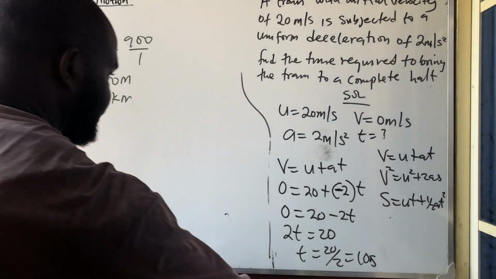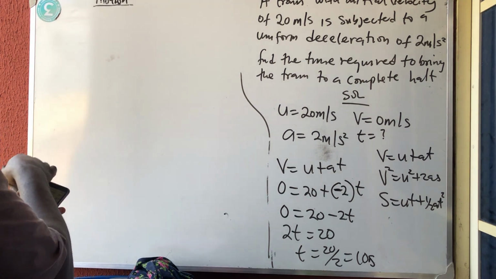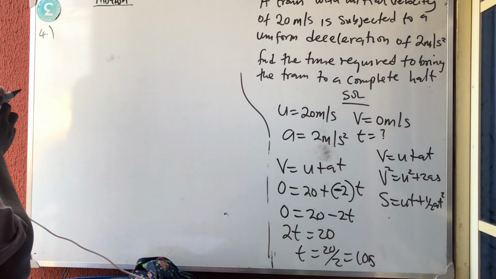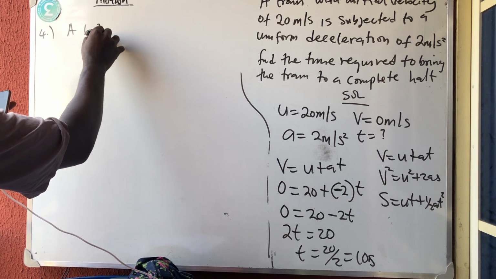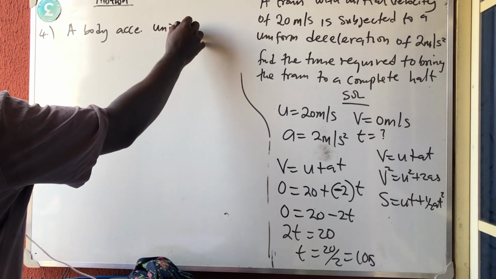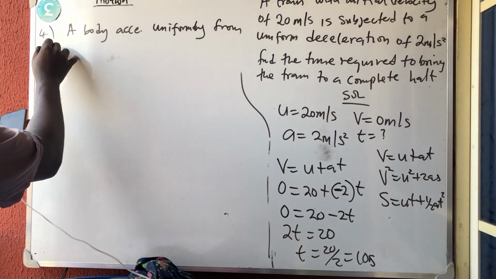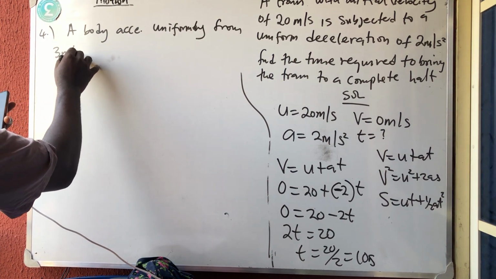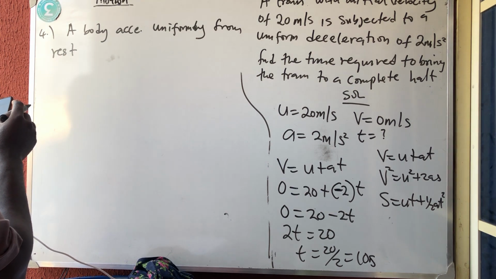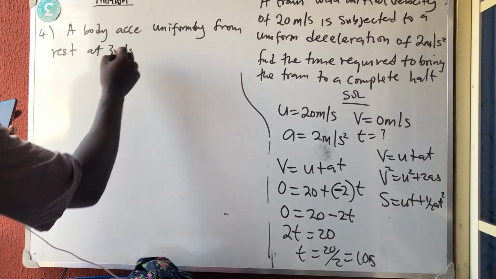So the next question, we'll solve many questions so that you will get to understand it very well. So the next question, number whatever, I think number 4. Number 4 said a body accelerates uniformly from rest, okay, at 3 meter per second. Full stop.